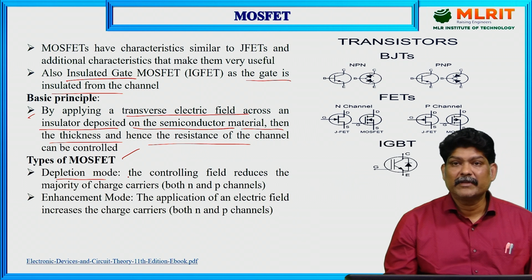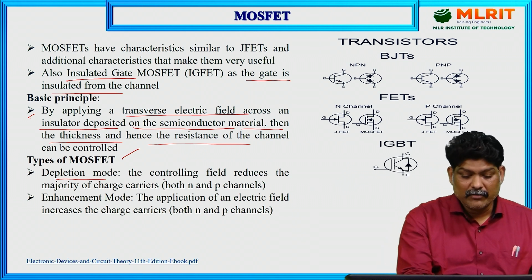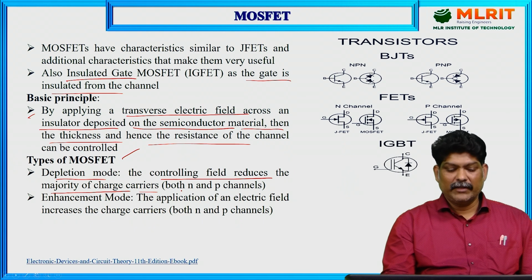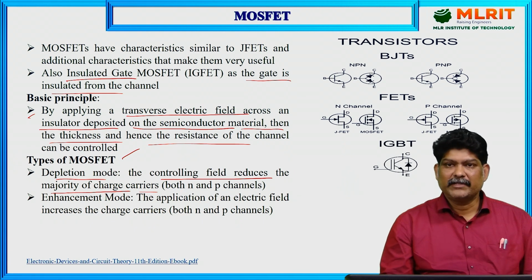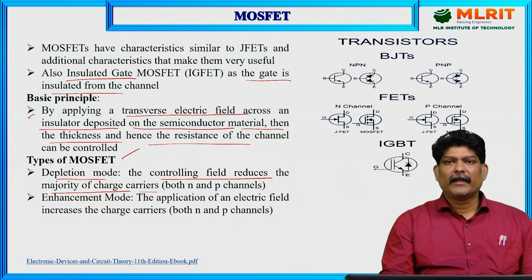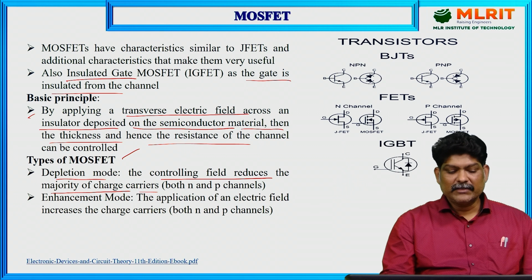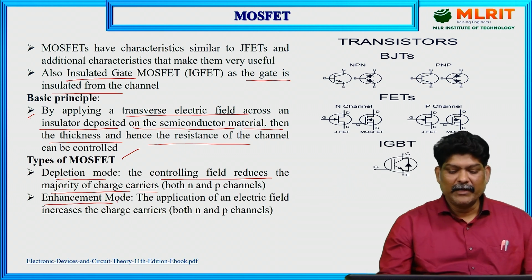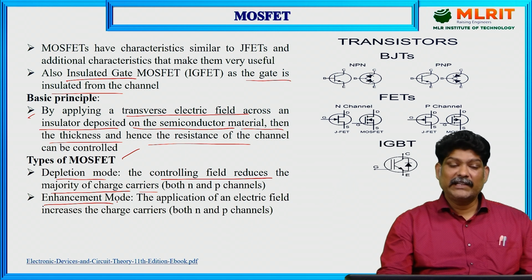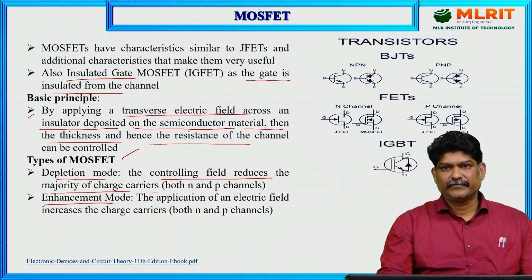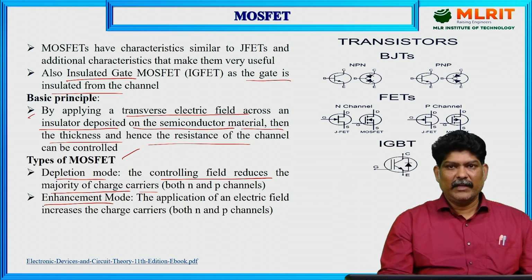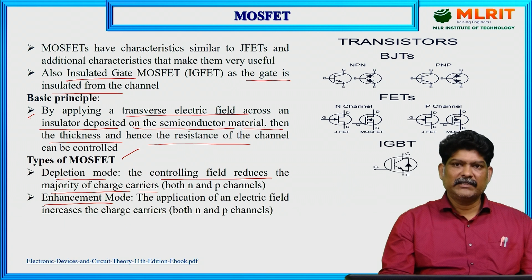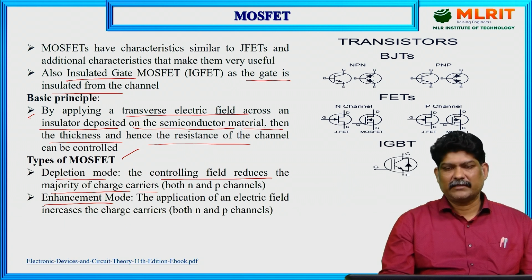Now the types of MOSFET. What do we mean by depletion mode? The controlling field reduces the majority charge carriers, both in N and P channels. That is called depletion mode. In enhancement mode, the application of the electric field increases the charge carriers. That is the basic difference: in depletion mode the charge carriers decrease, and in enhancement mode the charge carriers increase.